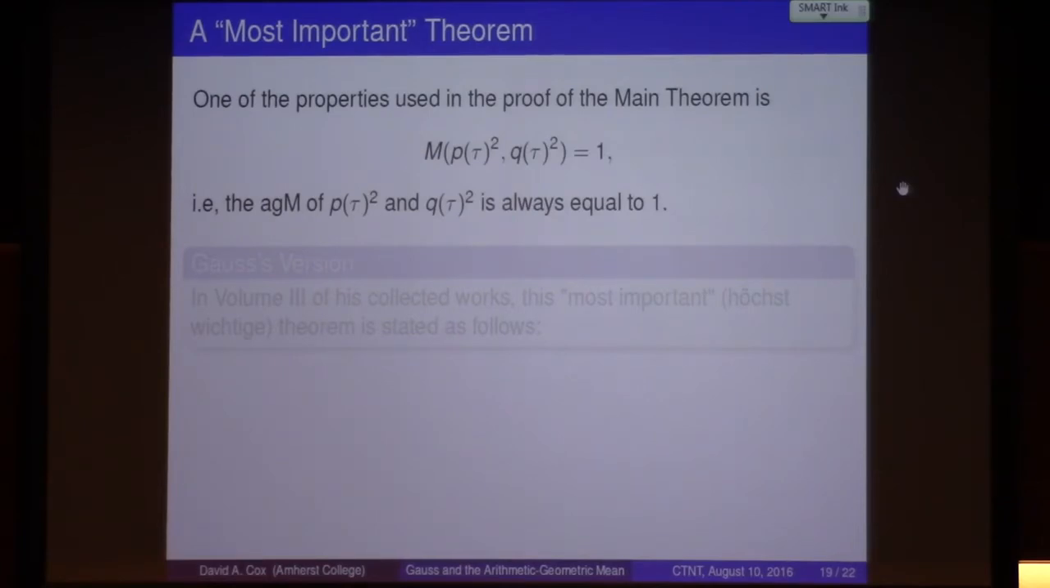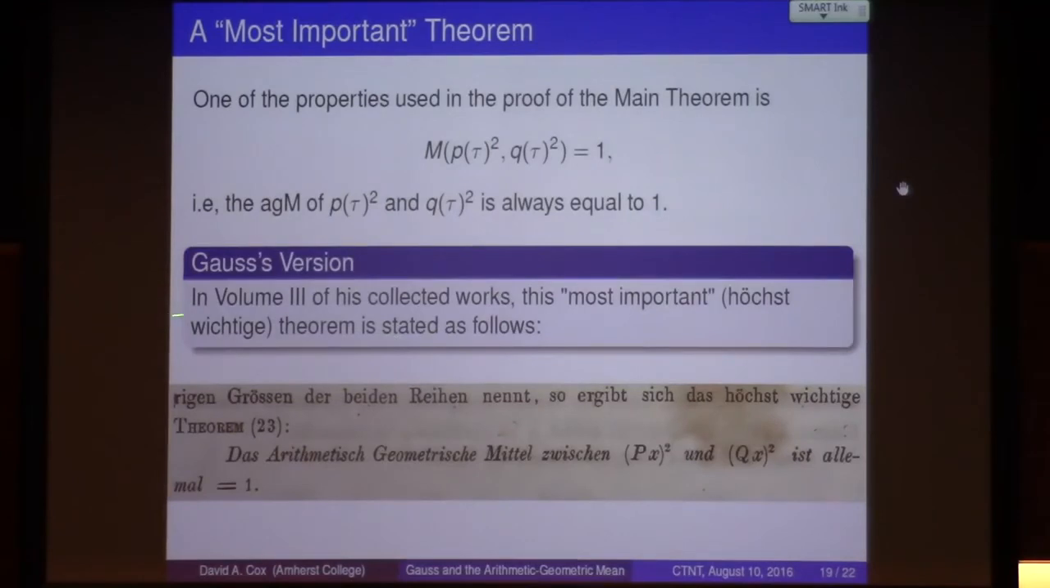Well, it turns out Gauss knew this fact, and here's how he states it. This is in volume 3 of his collected works. He says, "So ergibt sich das höchstwichtige Theorem." That's "most important theorem." And it says the arithmetic geometric mean between p of x squared and q of x squared is always equal to 1. So Gauss knew this result right here.